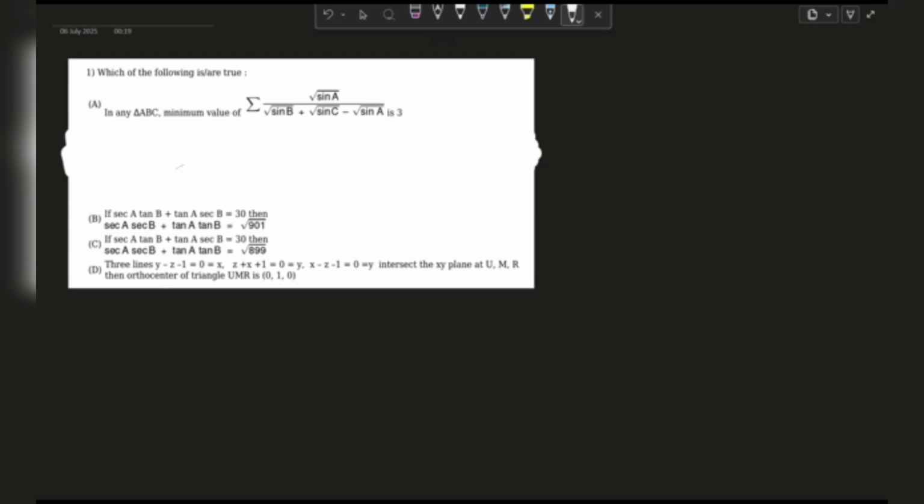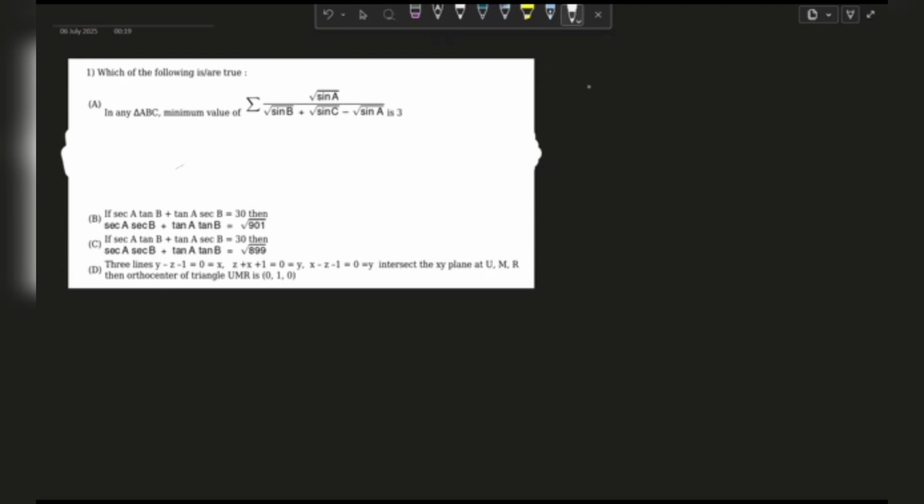So basically nothing much is given in the question. We have to solve each of these options. As you can see, option A is one question, options B and C together are one question, and D is one question. So basically three questions. I hope you can understand. So let's do it part by part.